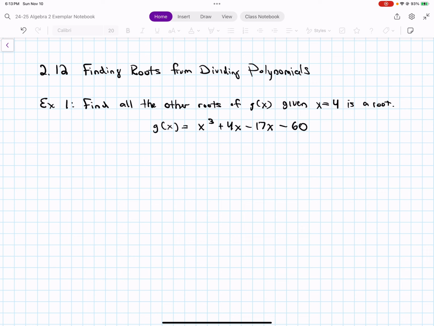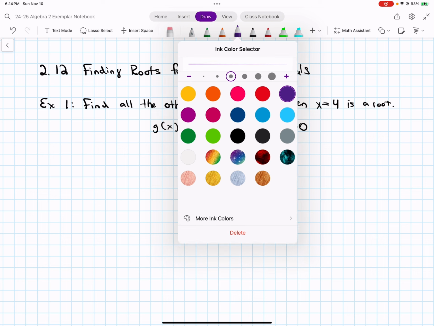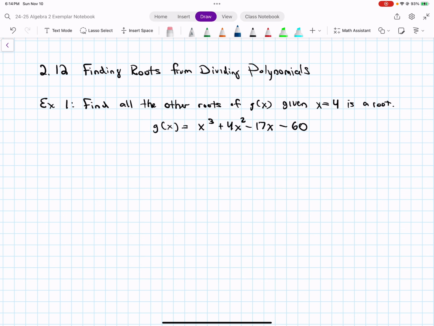With example 1, find all the other roots of g of x given x equals 4 is a root, where g of x equals x cubed plus 4x squared minus 17x minus 60. Some things to quickly annotate: when talking about roots, we're going to write in root format, which is x comma 0. Being as though x equals 4 is a root, we have the root right here at 4 comma 0.